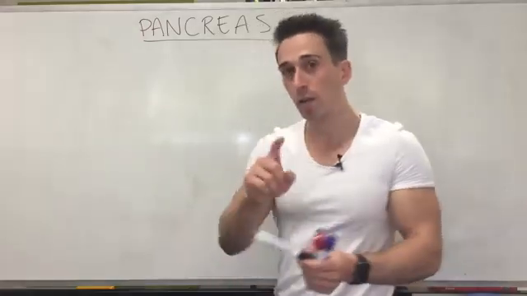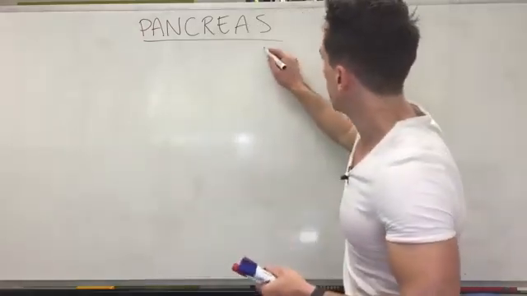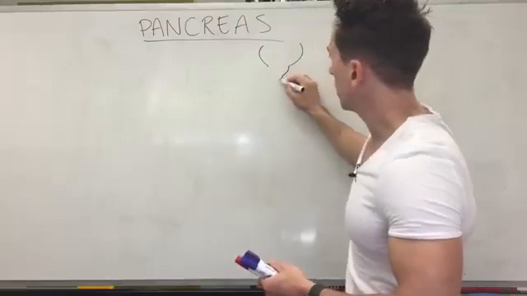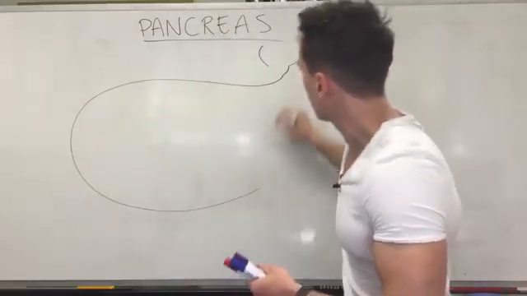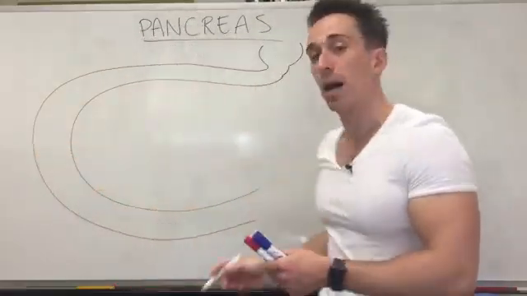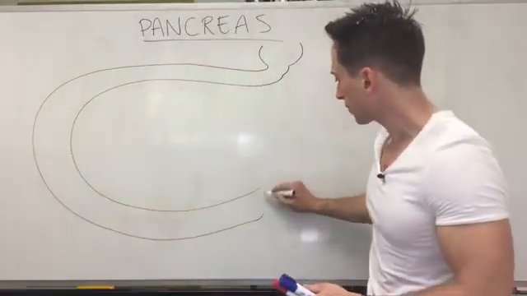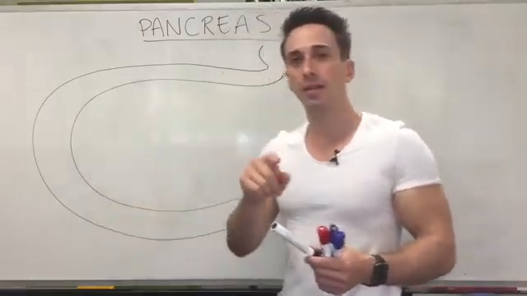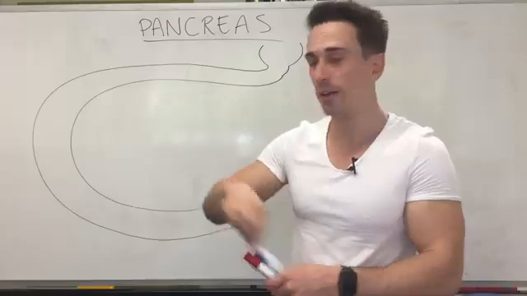All right, so first thing I want you to draw up is we're going to draw the stomach, or at least the stomach and the pyloric sphincter leading into the duodenum. And then we're going to exaggerate the duodenum, which is the first part of the small intestines. And within the C shape of the duodenum, that's where we're going to place the pancreas.